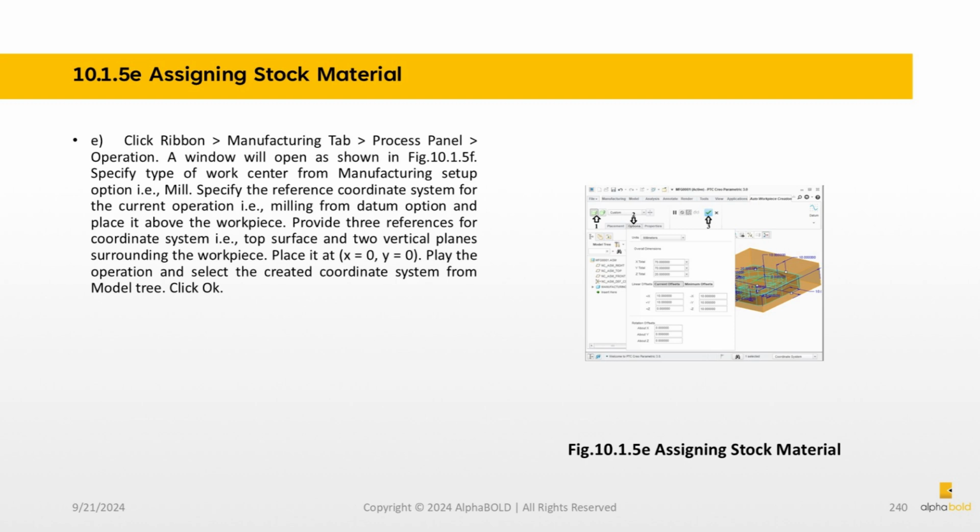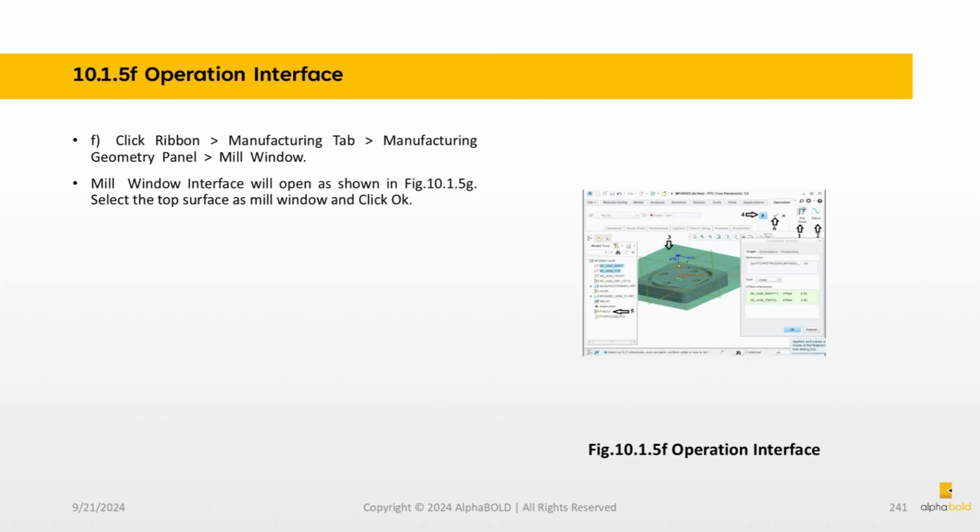E. Click ribbon Manufacturing tab, Process panel, Operation. A window will open. Specify the type of work center from manufacturing setup options, such as mill. Specify the reference coordinate system for the current operation, such as milling from the datum option, and place it above the workpiece. Provide 3 references for the coordinate system, such as the top surface and 2 vertical planes surrounding the workpiece. Place it at x equals 0, y equals 0. Play the operation and select the created coordinate system from the model tree. Click OK.